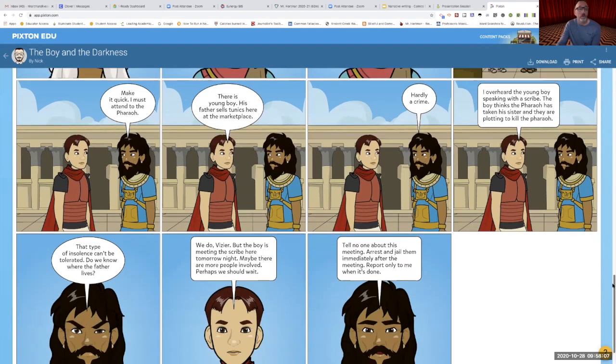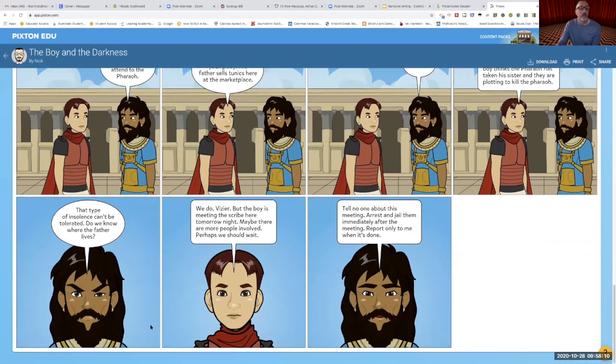No, we don't. That type of insolence can't be tolerated. Do we know where the father lives? We do, vizier, but the boy is meeting the scribe here tomorrow night. Maybe there are more people involved. Perhaps we should wait. Tell no one about this meeting. Arrest and jail them immediately after the meeting. Report only to me when it's done.